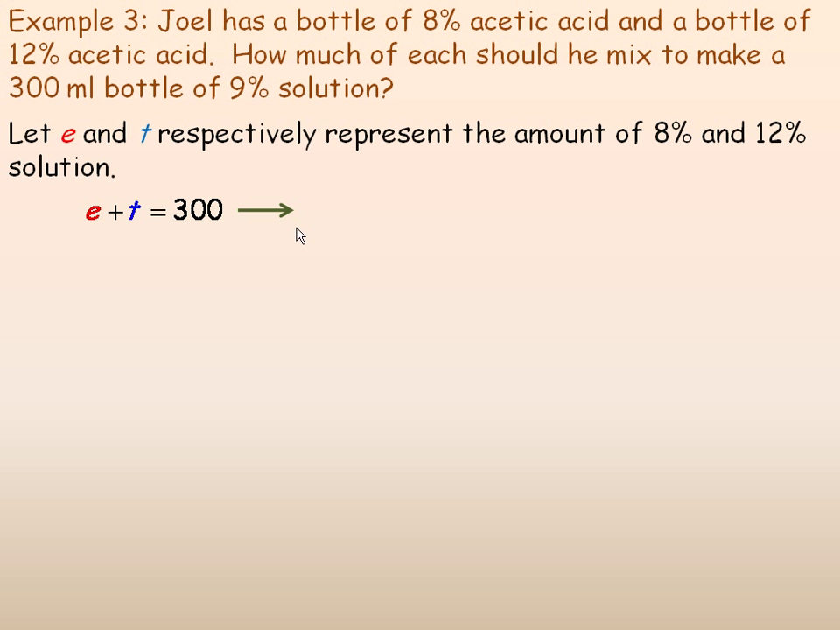Now, I'm going to use the method of substitution here. So I'm going to solve this one for E. We'll get to our second equation in a moment. E plus T equals 300. So if I rearrange, subtract T from both sides, E would be 300 minus T.